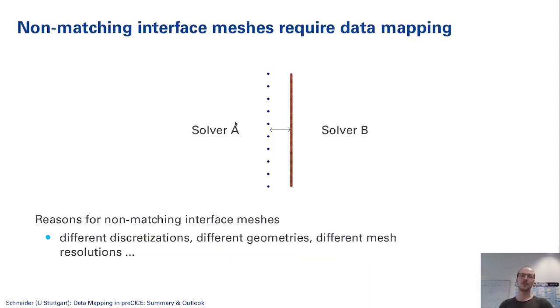We have each individual solver defining an individual coupling mesh, and as we can see in this example, these coupling meshes are non-matching at the common coupling interface. And the reasons for this non-matching interface meshes are different. So we might face different discretizations in each solver, we might face different geometries or just different mesh resolutions as in this example. But in the end, this always requires that we apply data mapping methods in order to transfer the data accurately between the individual solvers.